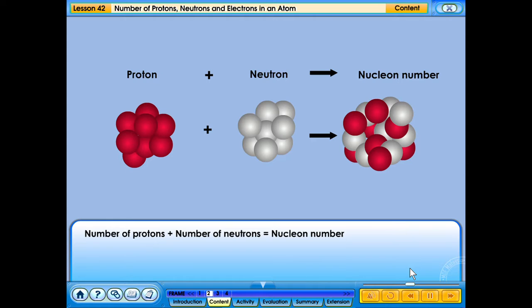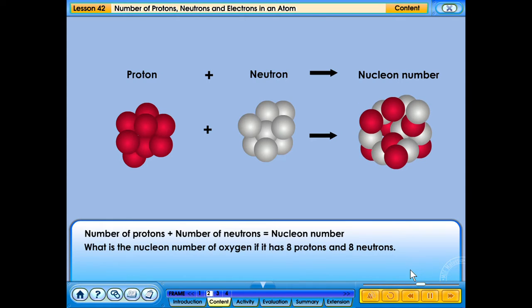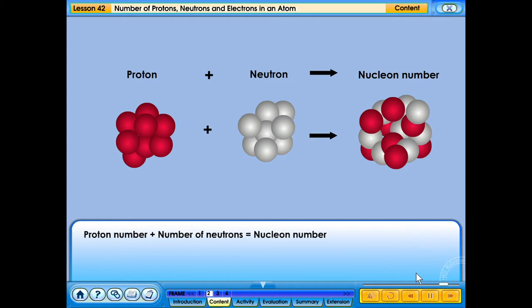What is the nucleon number of oxygen if it has 8 protons and 8 neutrons? Oxygen has a nucleon number of 16. Nucleon number can also be represented by sum of the proton number and number of neutrons of an atom.